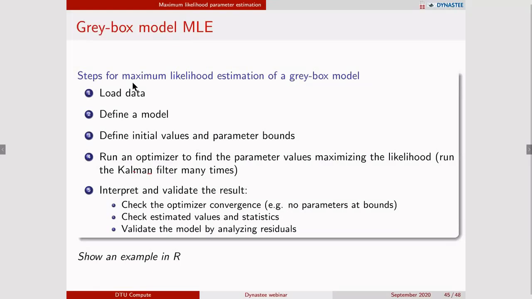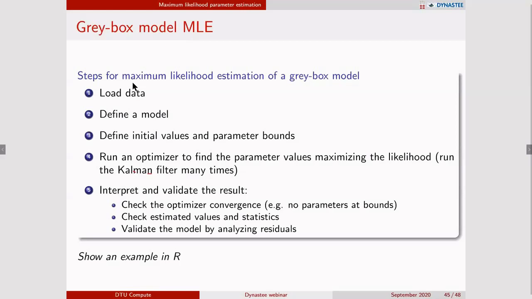First we need to check if the optimizer converged, and we need to check that no parameters hit the boundaries. After that, we can check the estimated results and the statistics, and we need to validate the model by analyzing the residuals to check if they are white noise.